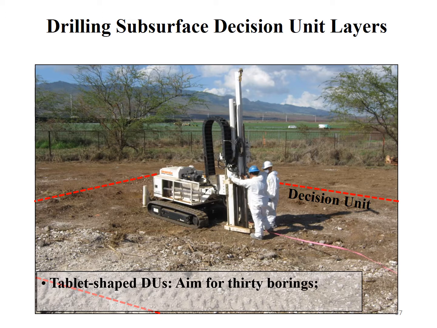Here's a track-mounted drill rig working to collect cores on a site. Like other DUMIS investigations, the desired goal is to utilize a minimum of 30 cores in each subsurface DU for characterization, and then you'll have a given number of vertical decision units depending on how deep you're going and the length of your targeted depth intervals as you're going into the subsurface.